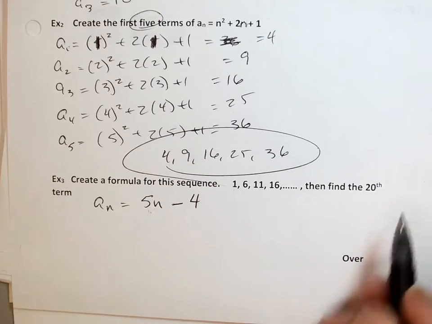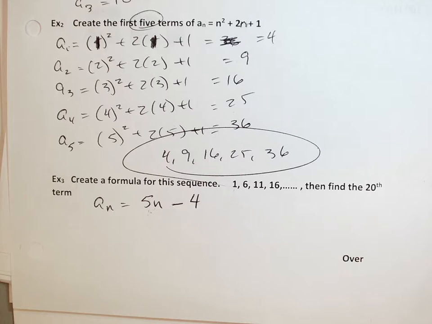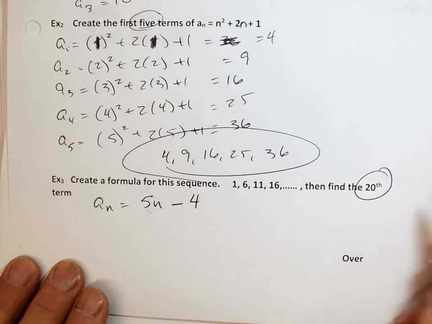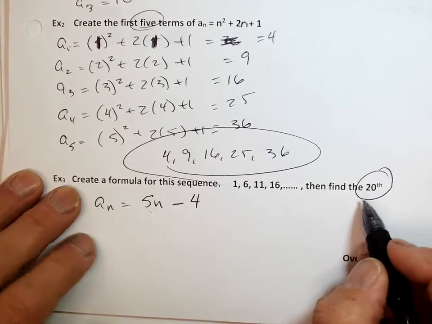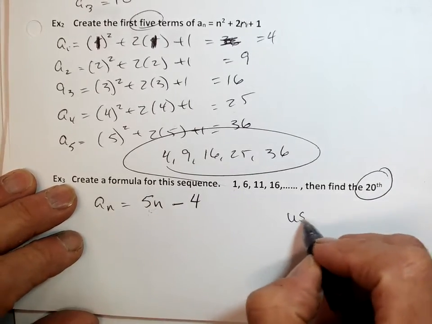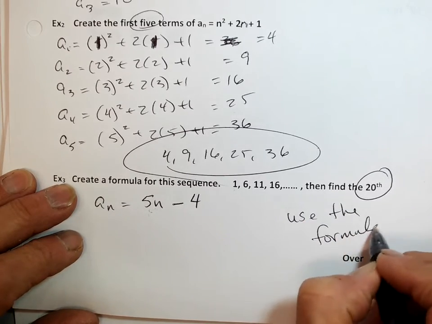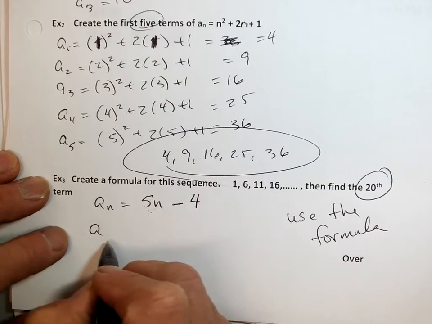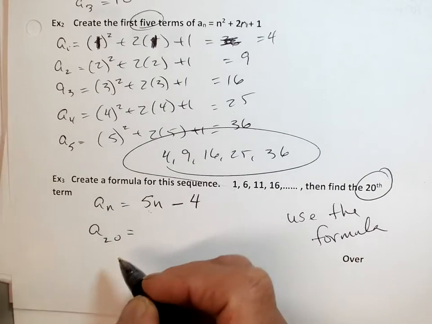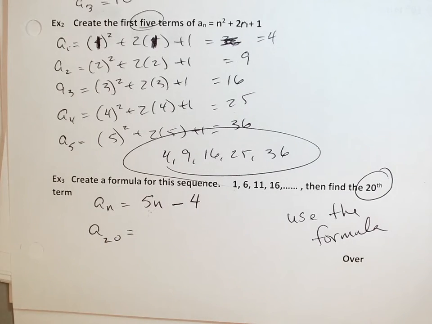Now, to find the 20th term. Well, I got a formula. So instead of going through and making every term, let's just use our formula. I can plug in 20 to make the 20th term. Once I get a formula, I'm going to use the formula I just made. So I'm going to go a of 20. A lot faster than making all the way to the 20th one. That'd be a drag, wouldn't it?